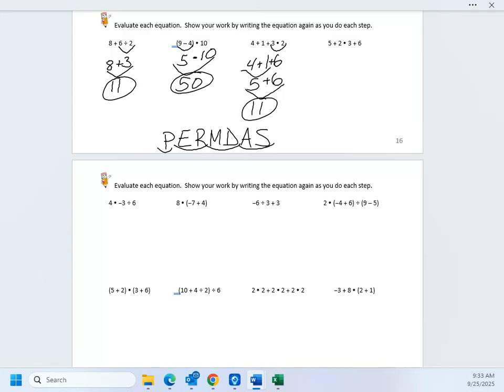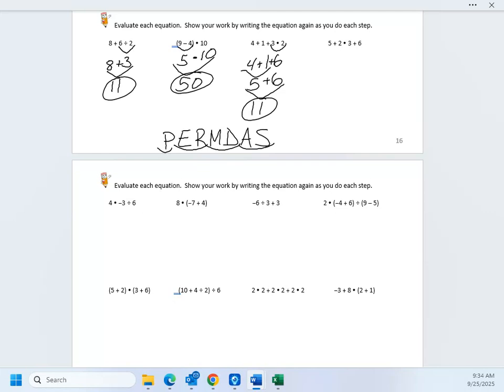So even though you know you can do mental math with this, I still want you writing out every single step because you're forming habits. Form the habit now so when it gets complicated, it's going to be a whole lot easier. So I want to see step by step, rewriting the equation each time.